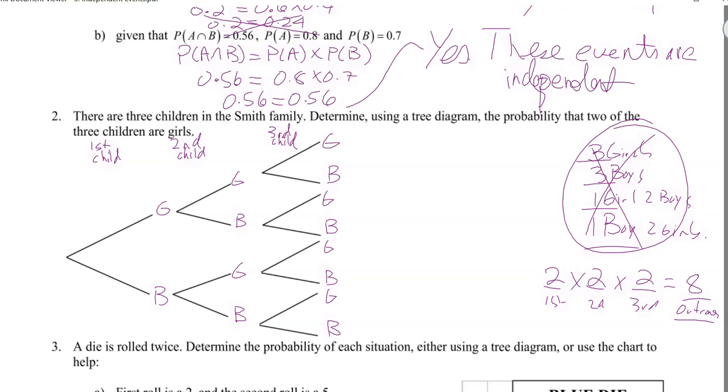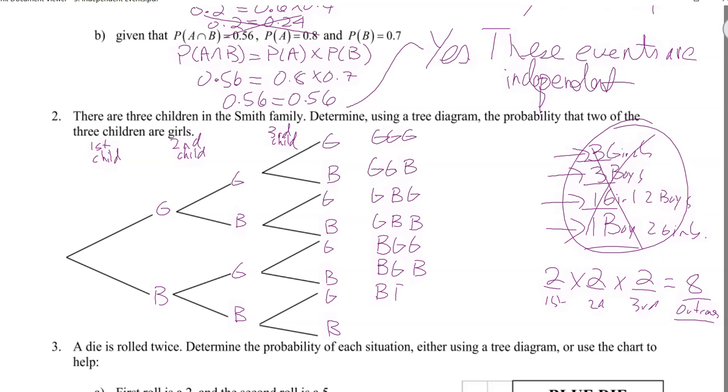And our question is, of those 8 outcomes, how many are this, how many are this, how many are this? So we follow each branch with girl, girl, girl; girl, girl, boy; girl, boy, girl; girl, boy, boy; boy, girl, girl; boy, girl, boy; boy, boy, girl; boy, boy, boy. So determine the probability that 2 of the 3 children are girls. Okay, so 2 G's and a B.